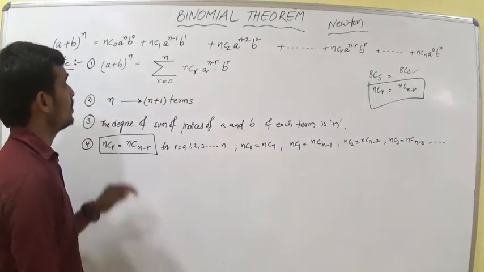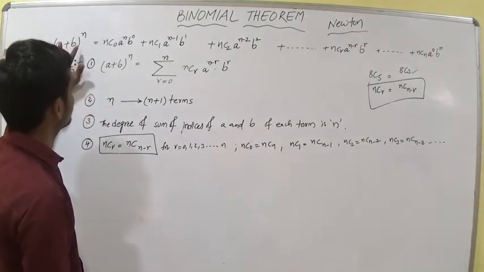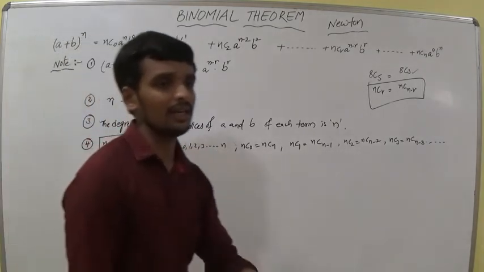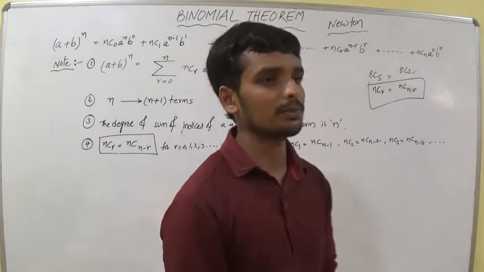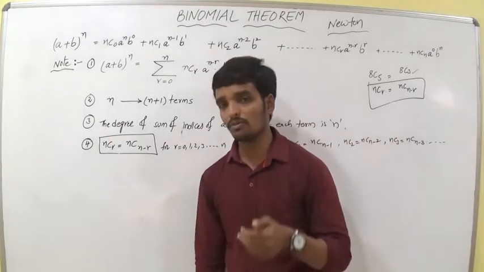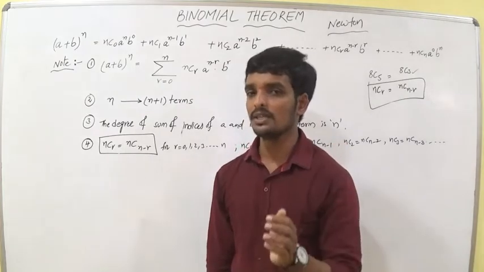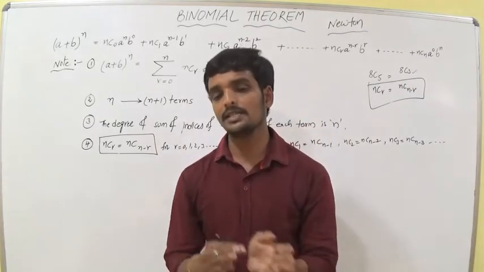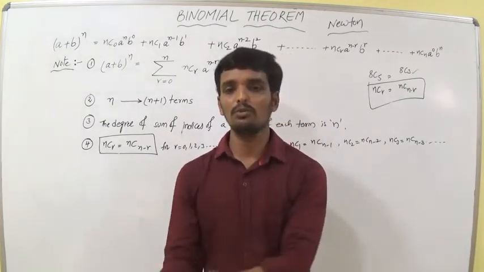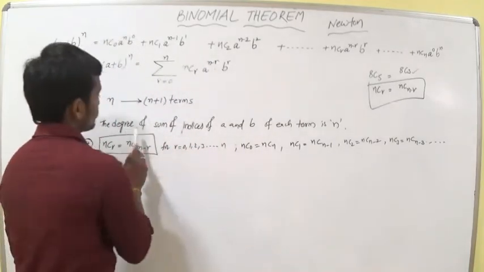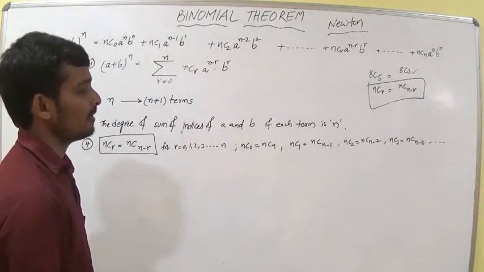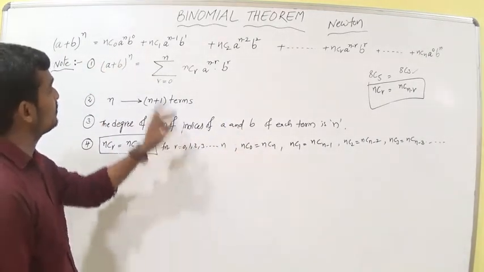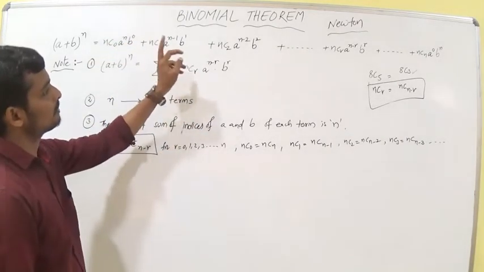And the second point: the number of terms in the binomial expression is one more than the degree. The degree of an expression is n, the number of terms is n plus 1, one more than the degree. For example, if the degree of an expression is 5, it has 6 terms. If the degree is 6, it has 7 terms. The sum of the indices of a and b in every term is the degree: the sum of the exponents of a and b, n plus 0, n minus 1 plus 1, is n.